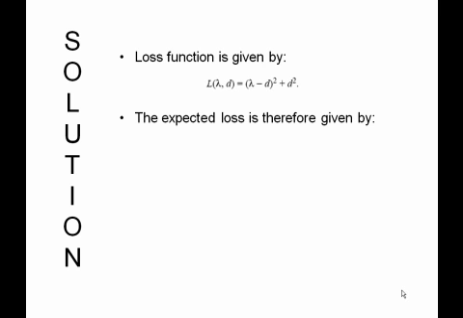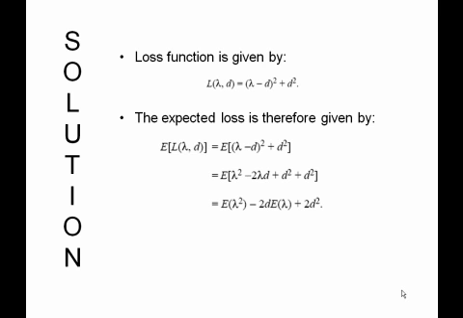Let's take a look at the solution. Well, first thing is to note that we're given the loss function. It was lambda minus d all squared plus d squared. To work out the expectation of that then, straightforward, we want to work out the expected value. We write that as the expected value of lambda minus d all squared plus d squared.